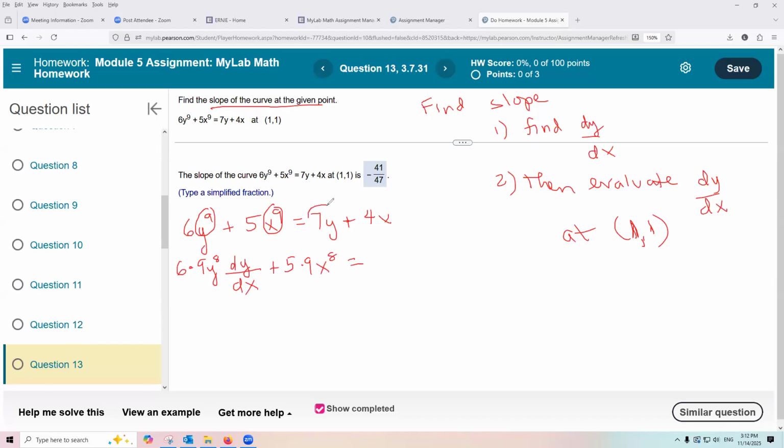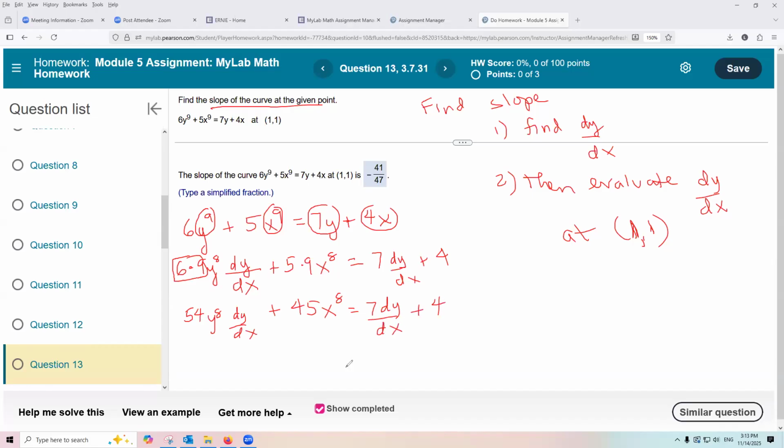Let me come over to the right side. I'm taking the derivative of y. That's 1, but I have to include a dy/dx. And finally, the derivative of 4x is just a 4. All right, but I want to get dy/dx by itself on one side of this equation. Let's multiply this out here. We'll clean this up a little bit. 6 times 9, that's 54y to the 8 dy/dx plus 45x to the 8 equals 7 dy/dx plus 4.